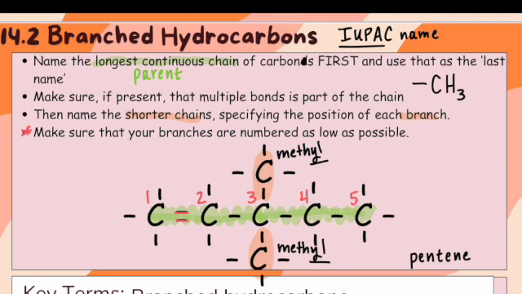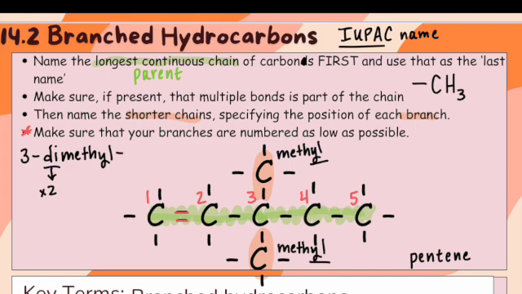So we'll start by naming our branches first, that I have highlighted in orange. So on the 3rd carbon of the parent chain, I write 3 dash, I have 2 methyl groups. So I call that dimethyl. Okay, I put a di because that tells us that there are 2 of those CH3s attached to the 3rd carbon of the parent chain.